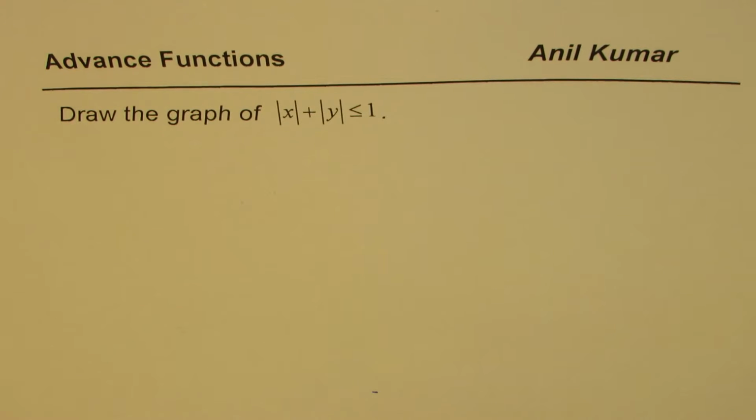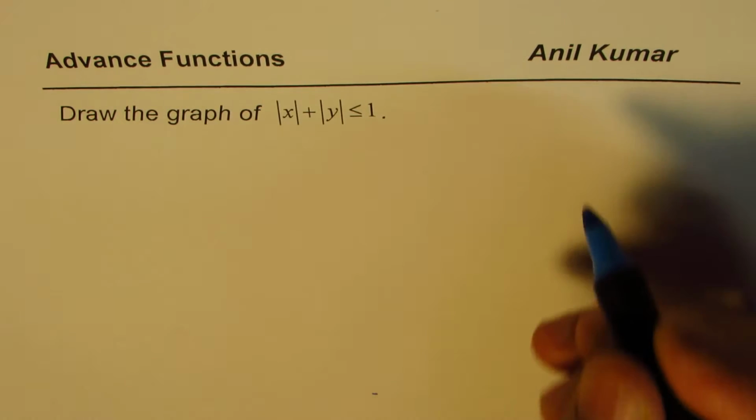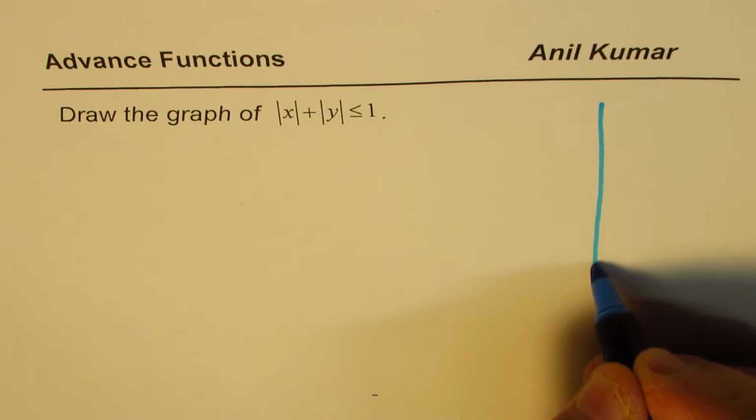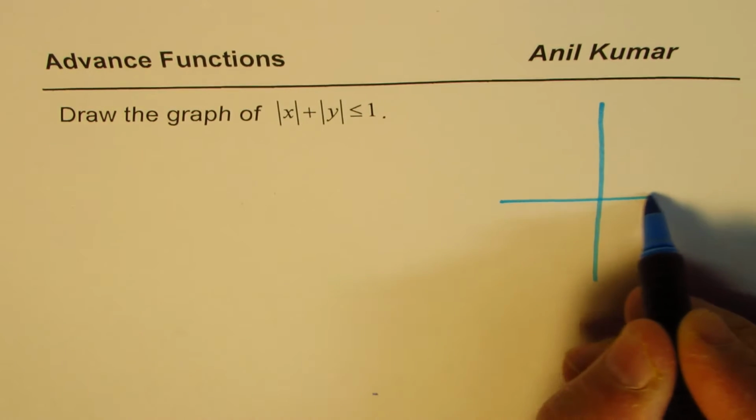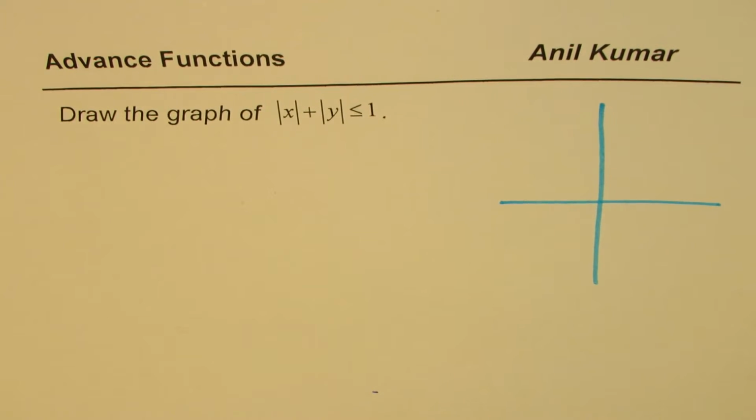The question here is, draw the graph of absolute x plus absolute y less than or equal to 1. Right? So we'll sketch a graph here. I'd like you to pause the video, answer the question, and then look into my suggestions.